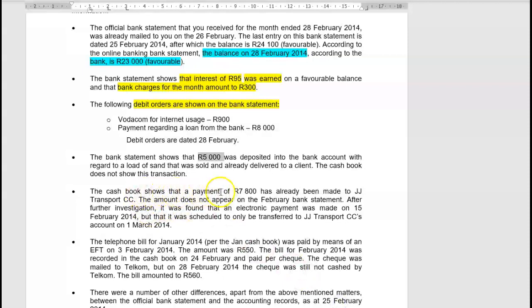The cash book shows that a payment of 7,800 has already been made to JJ Transport. The amount does not appear on the February bank statement. After further investigation, it was found that an electronic payment was made on 15 February, but that it was scheduled to only be transferred to JJ on the 1st of March. So now we have something slightly different.